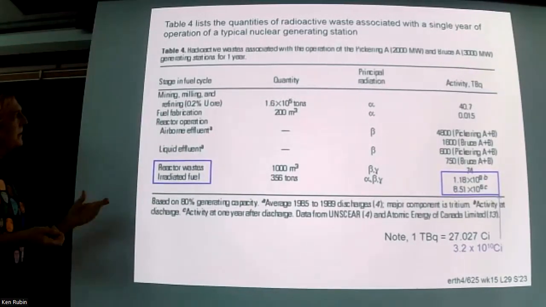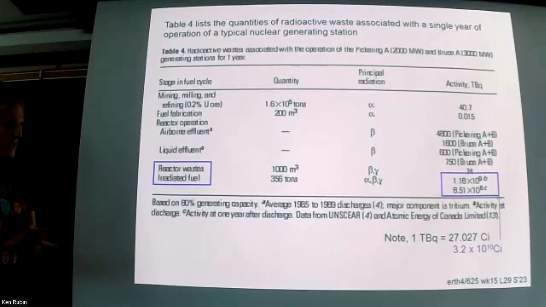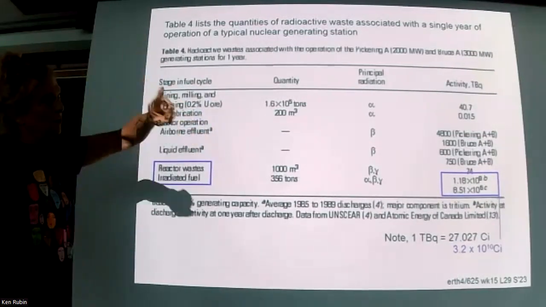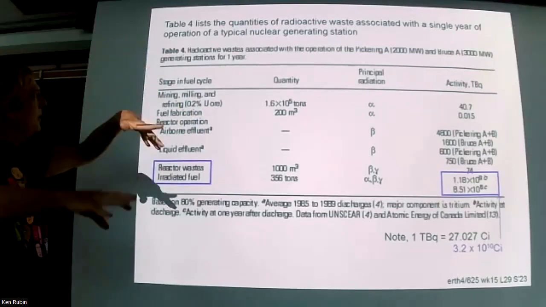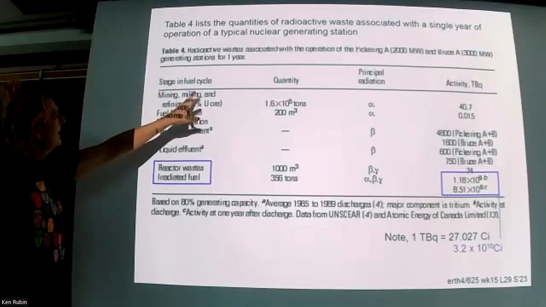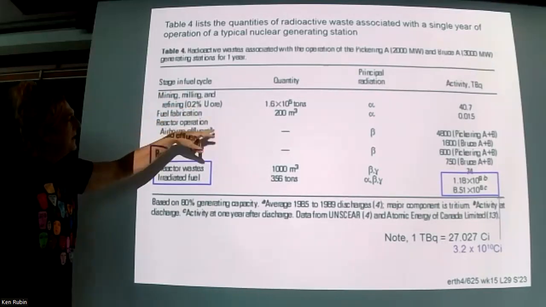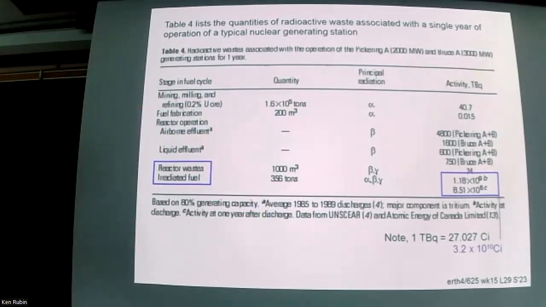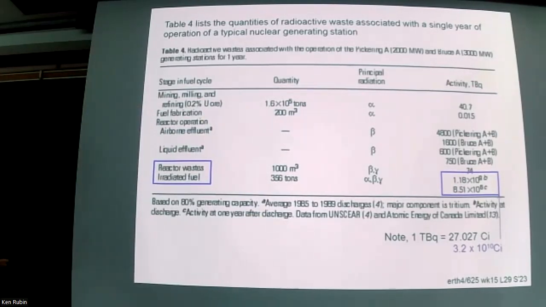So this is a table that shows you the amount of hazardous waste associated with the operation of just 2 generating stations in that region for a year. Okay, and so you can see here that mining, milling, and refining of uranium ore makes 1.6 times 10 to the 5 tons of waste. So that's like 160,000.